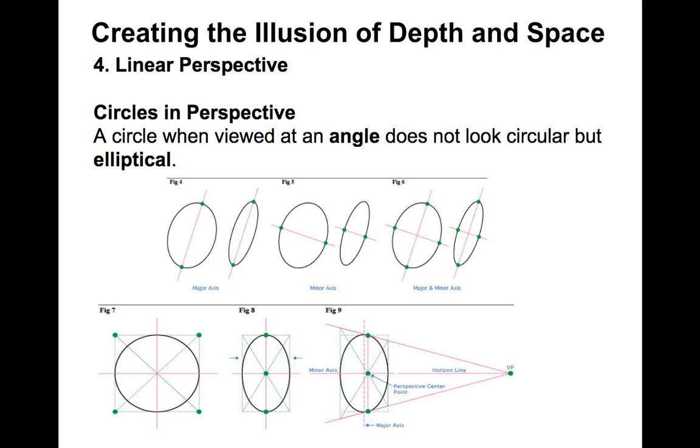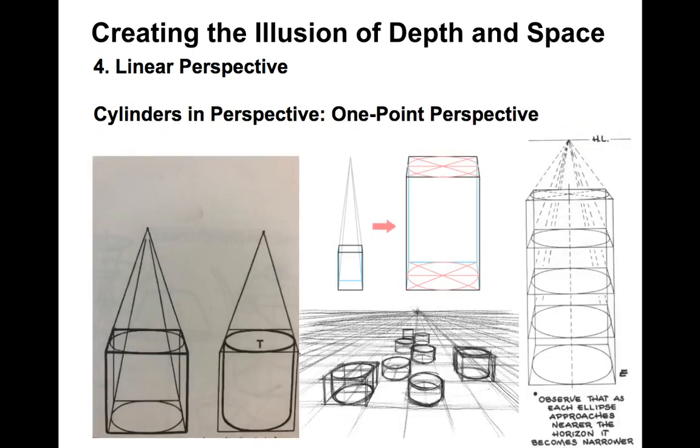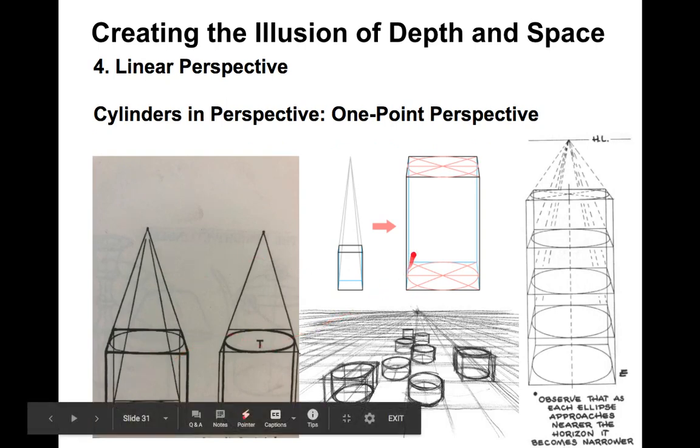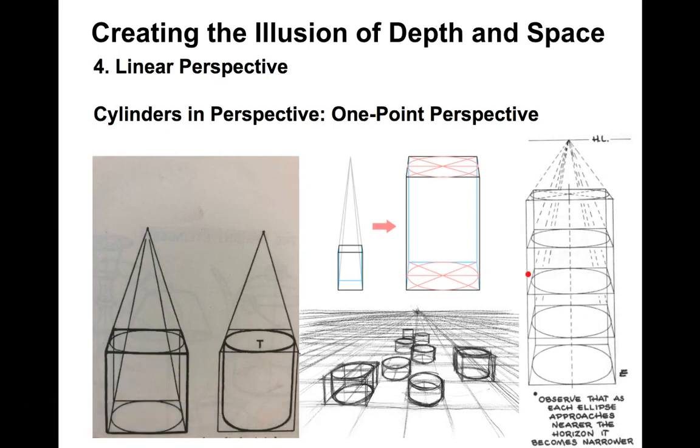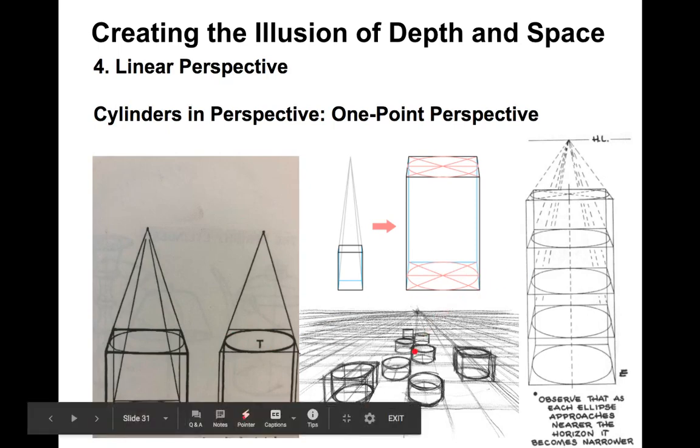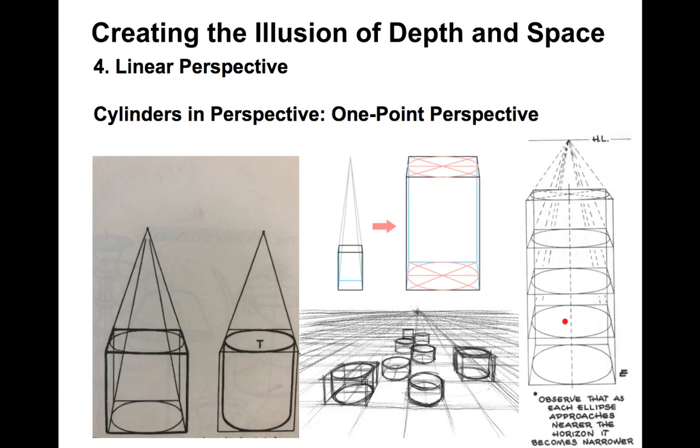Some circles in perspective, we'll be looking at this a little later when we do bottles. So you can see that a circle, when it changes in perspective, turns into an oval and an ellipse. Here's some cylinders in 1-point perspective. You can see that a box is drawn first, and then the cylinder is put within the box. This shows you a bunch of different cylinders in 1-point perspective and how they're in boxes. This just shows you how the top of the oval changes as it gets closer to the horizon line. You can see we see less of that oval.